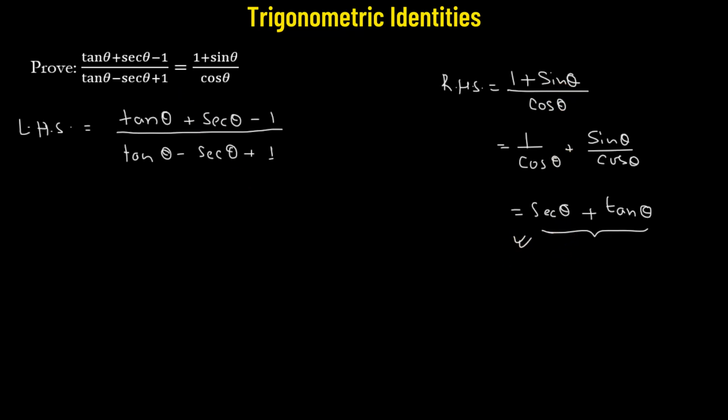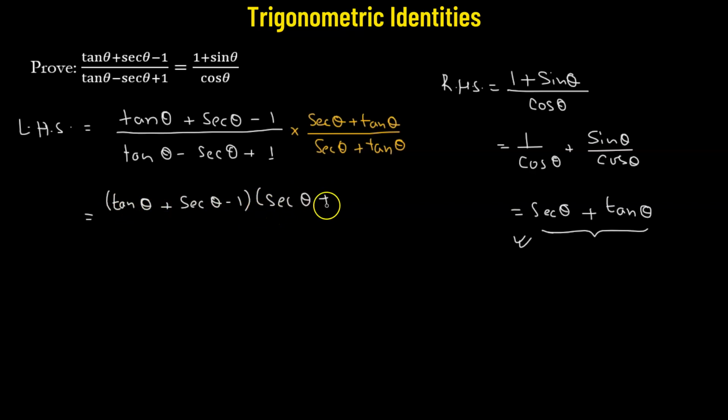So what we'll do, we'll use this expression and multiply it to both the numerator and the denominator: secant theta plus tangent of theta divided by secant theta plus tangent of theta. So this is a trick that we are going to use. In the numerator, let's not do anything. So we'll simply have (tangent of theta plus secant of theta minus 1) whole multiplied by (secant of theta plus tangent of theta). But we will compute the denominator.